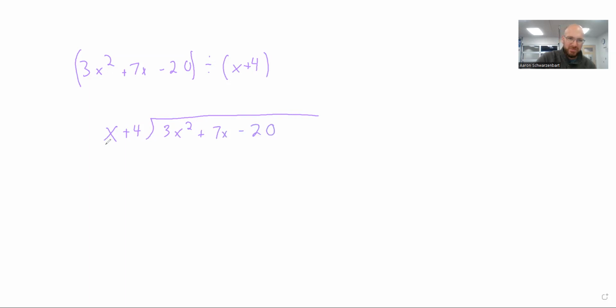Okay, I'm going to check how many times this first thing, whatever the first thing is, goes into this first thing. That's 3x squared over x. I can think of 3x, what times x is 3x squared, or I can think of it like this, 3x squared divided by x. That cancels an x, and I get 3x. I now multiply these by this x plus 4. 3x times x plus 4 is 3x squared plus 12x. Oops, I shouldn't write the plus. I usually don't write the plus.